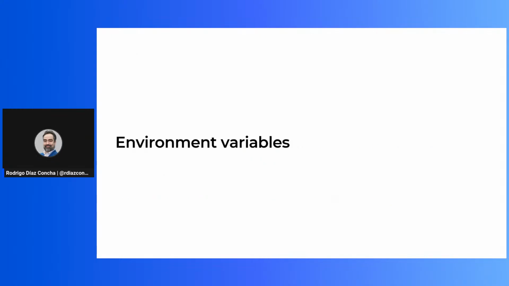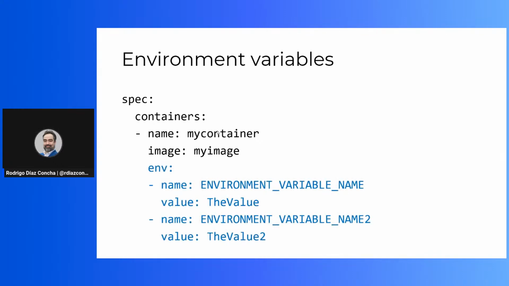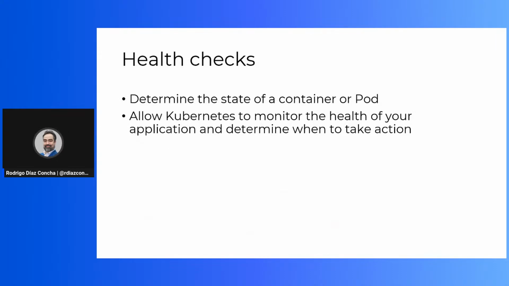So then we saw environment variables. Inside the spec, we have the containers element, and inside the containers element we can have the environment variables that we want to set for our containers. Okay, so this is the element that you want to set: env, and then the name of the environment variable, and then the value of that environment variable, right? Pretty easy stuff.